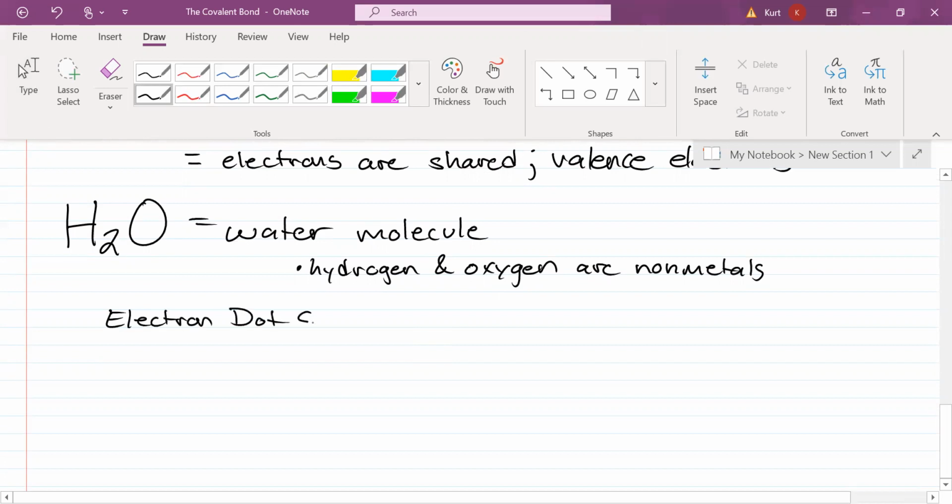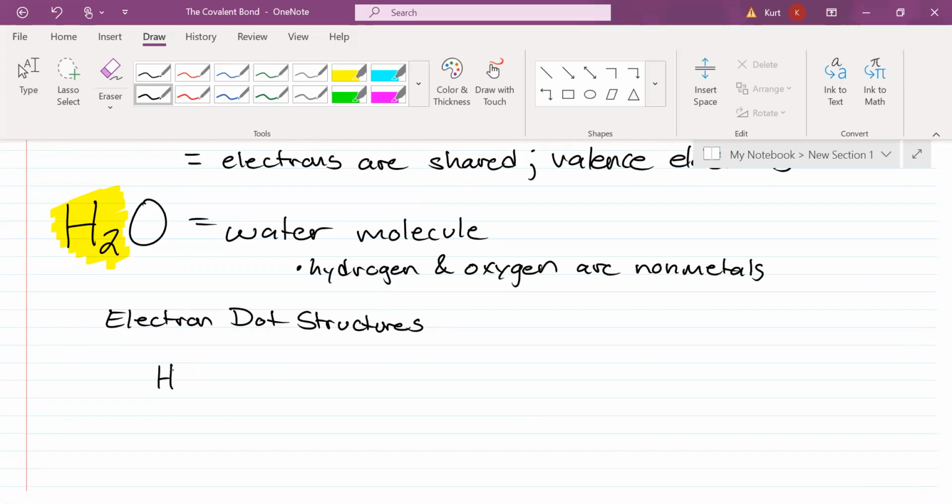When you see H2, you know that this molecule has 2 hydrogens. So let's draw the dot structure of 2 hydrogens. How many valence electrons does 1 hydrogen have? The answer is 1. So there's 1 valence there, and there's the other valence there. So there's our 2 hydrogens. And then we have oxygen. How many valence electrons does oxygen have? Well, you should look at it on the periodic table. It is found in group 16. So that means it has 6 valence electrons. 1, 2, 3, 4, 5, 6.